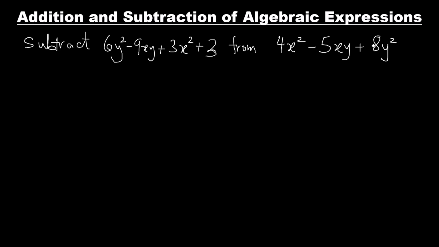Subtract 6y squared minus 9xy plus 3x squared plus 3 from 4x squared minus 5xy plus 8y squared. So we are subtracting this from this. So that's what we are doing. So let's write this first. Let's write this side first.